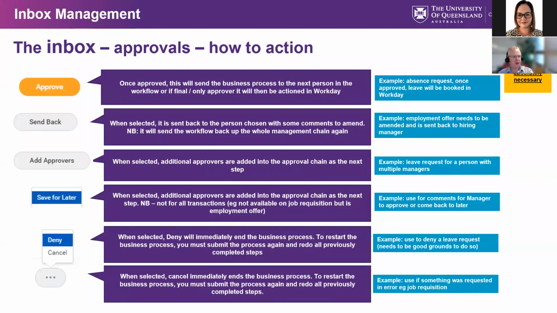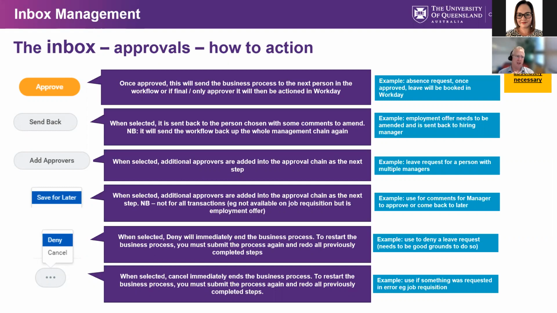So for instance, if you are an executive assistant approving on behalf of a head of school, once you hit approve, for instance, recreation leave, it won't go back to the head of school. You're doing that approval on behalf of the head of school. Workday is basically thinking that you, as the head of school, have approved that, and it would go to the next step in the process, which, for instance, in leave is just to put that person on leave.